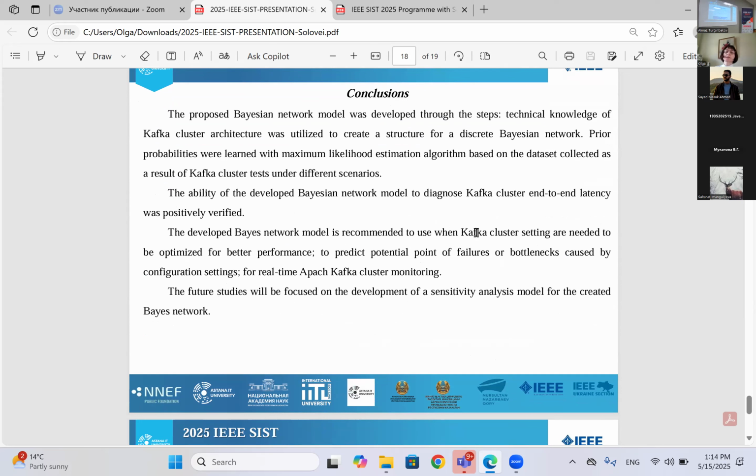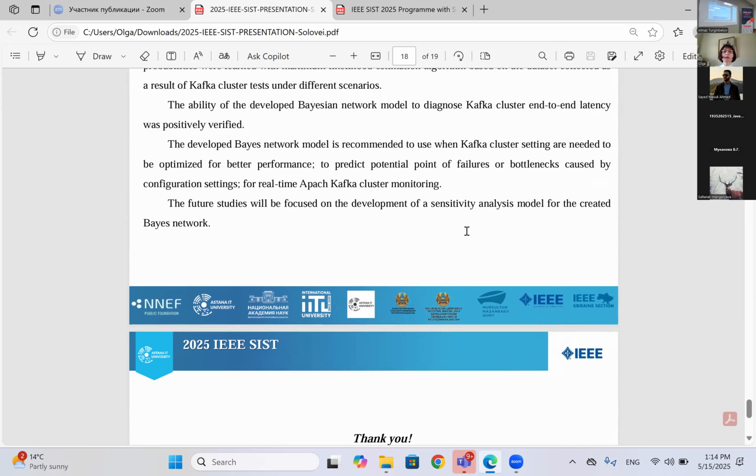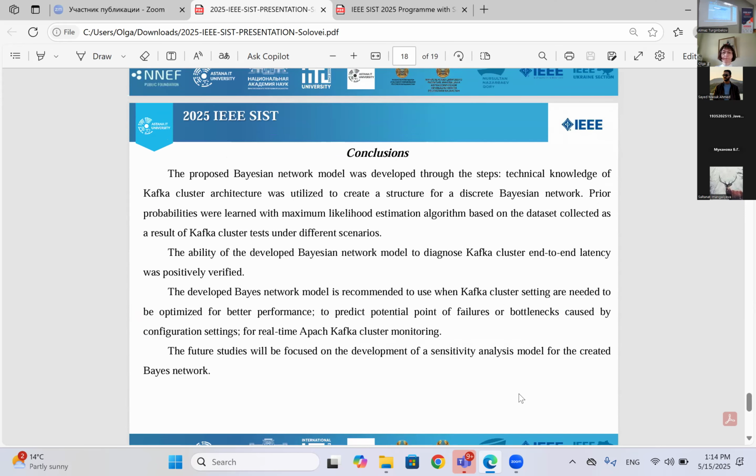The future study will be focused on the development of a sensitivity analysis model based on the developed Bayesian network. Thank you for your attention. Any questions? Let's proceed with questions. Does someone from the audience have any questions?